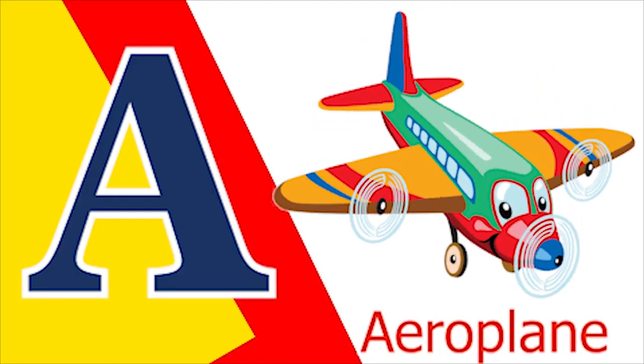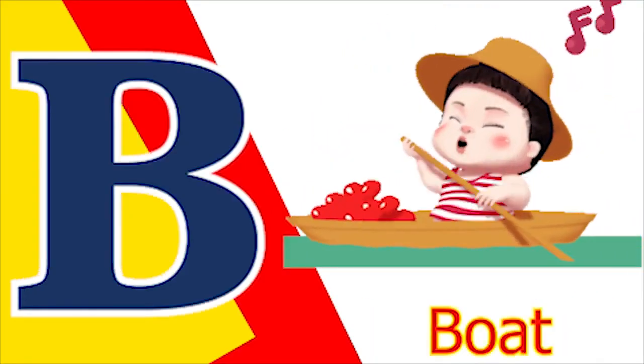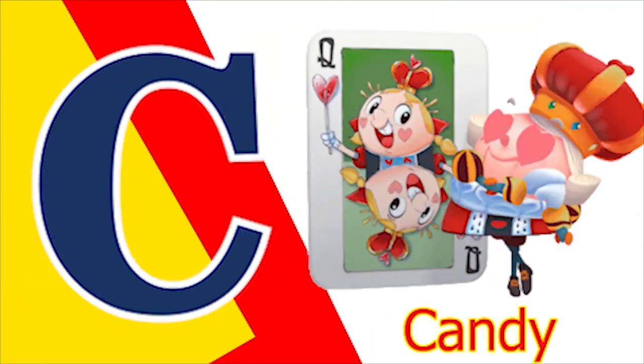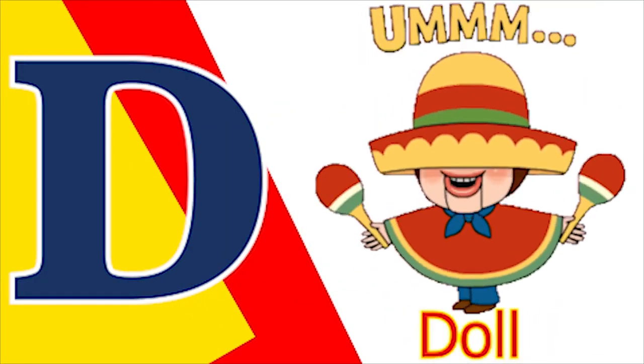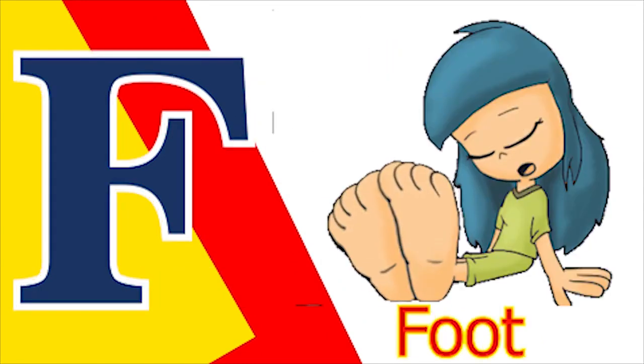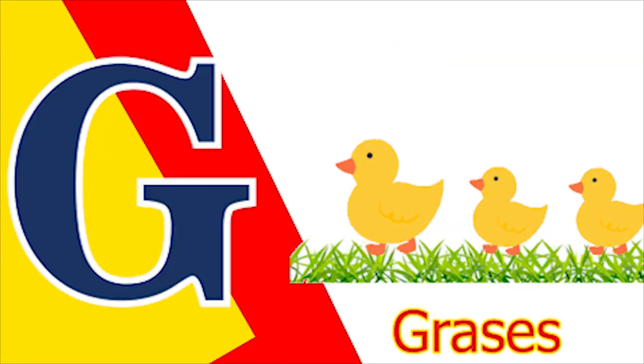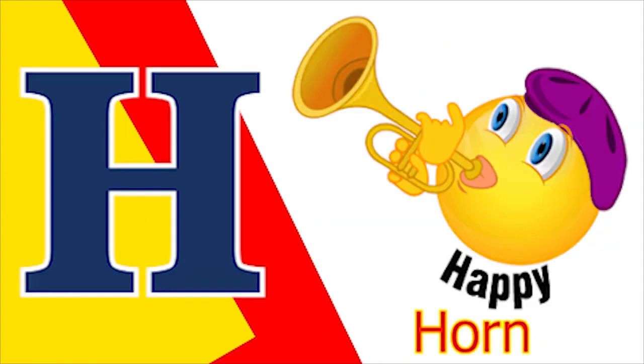A for aeroplane, B for boat. C for candy, D for doll. E for elbow, F for foot. G for glass and H for horn.